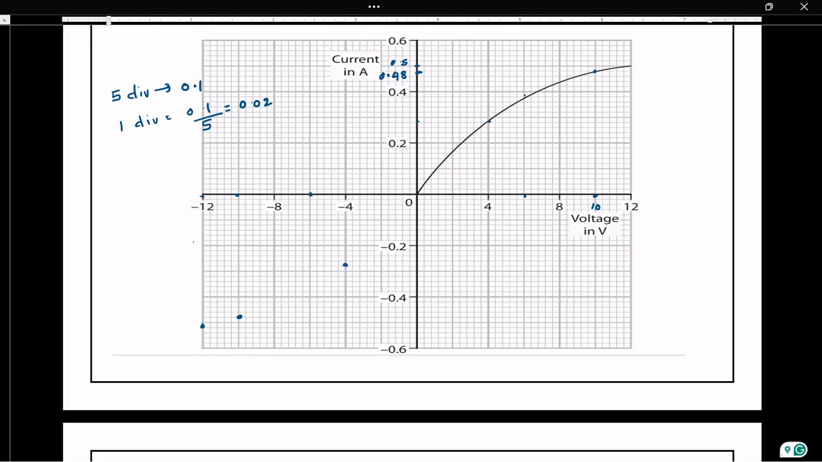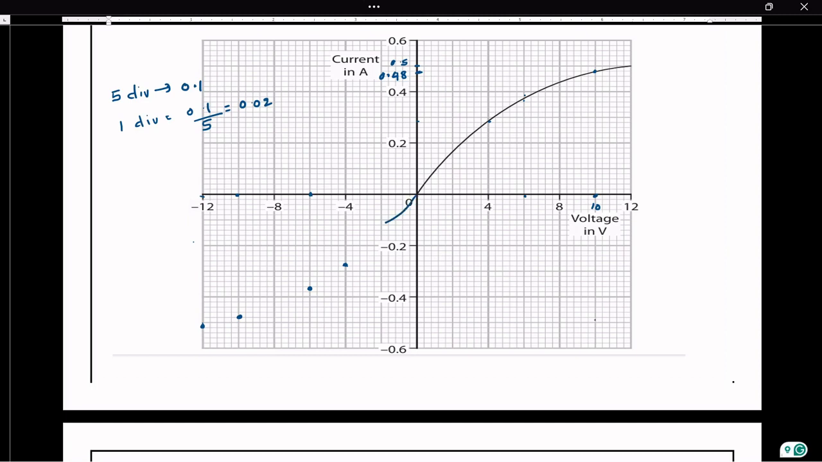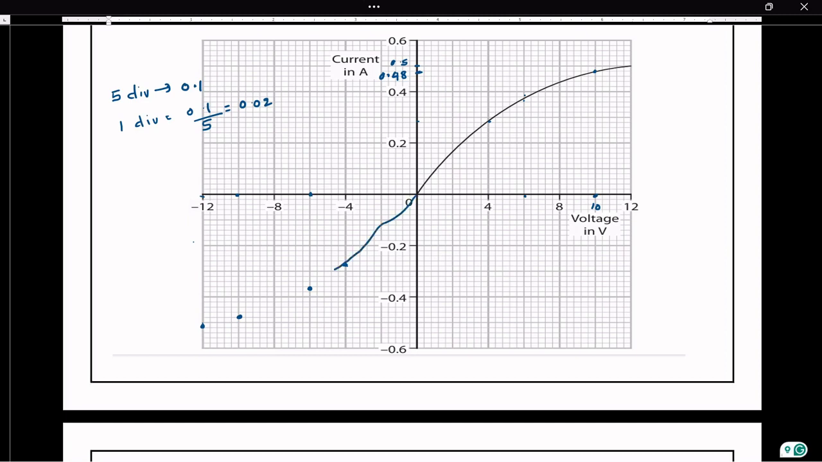The current is 0.38. 0.38 is somewhere here. So now I am joining slowly. Slowly I am joining them, passing through all the points. Okay, this is the shape of the graph coming.